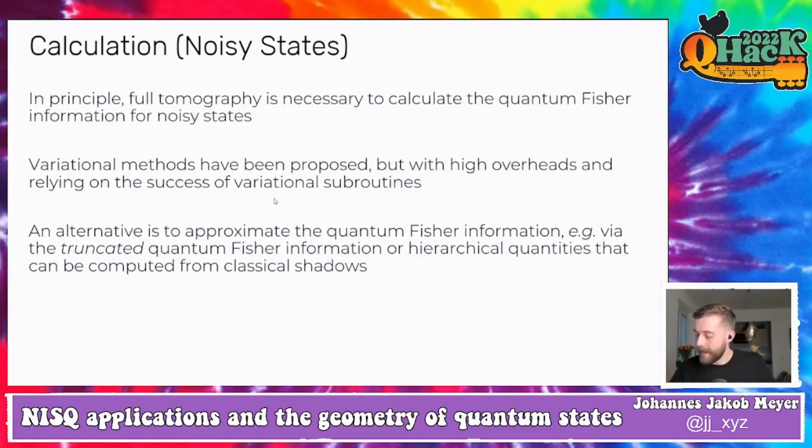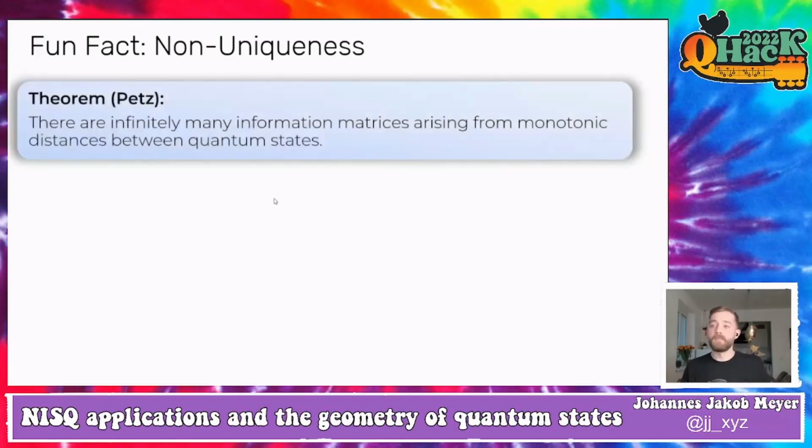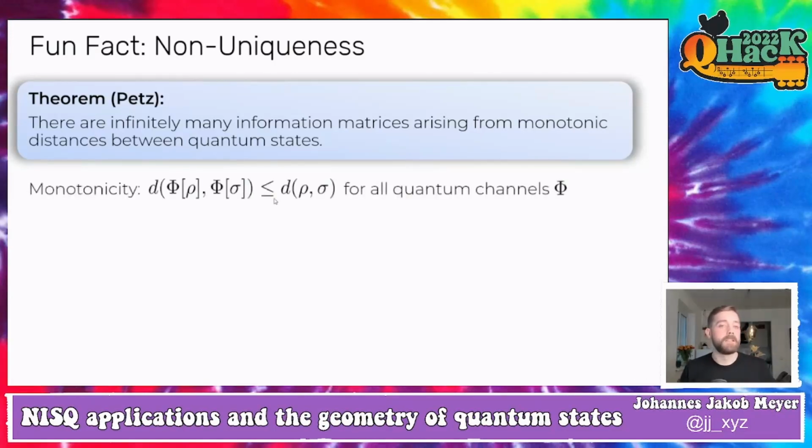Now, I told you this fun fact with the uniqueness of the classical Fisher information, and there's also a fun fact about the quantum Fisher information, which is that it's totally non-unique. There's this theorem by Petz, which says that there are infinitely many information matrices arising from monotonic distances between quantum states. And monotonicity is defined in the same way, but now we don't have stochastic maps, we have what we call quantum channels.